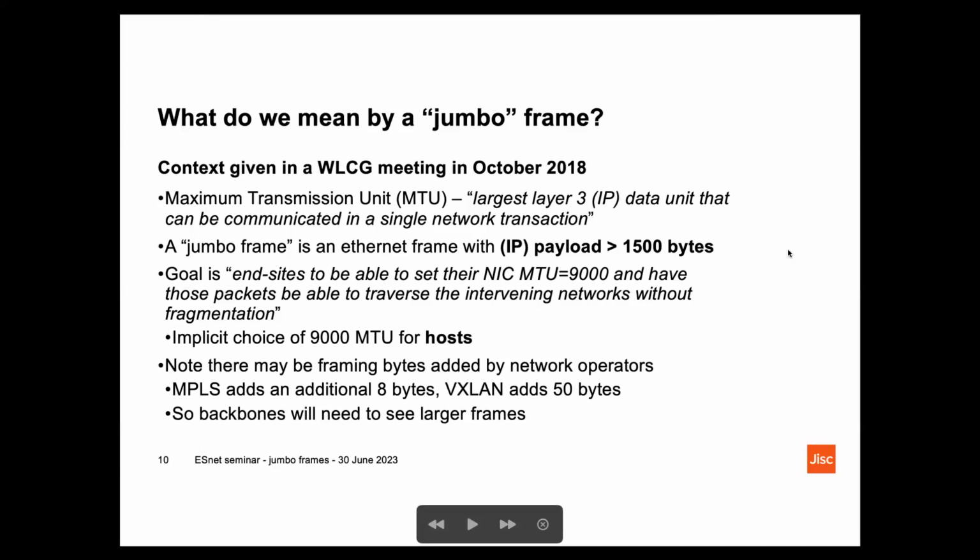The goal from the WLCG spec was that end sites should be able to set their MTU to 9000 within their LANs and have those packets traverse the intervening networks without fragmentation. There was an implicit choice of 9000 for hosts as the jumbo frame size. But you also need to bear in mind that even though that's what you're using on the local network, the intervening networks may be using technologies that add some overhead. So you need to think about that as well, whether that's within the campus or on the NREN backbone.